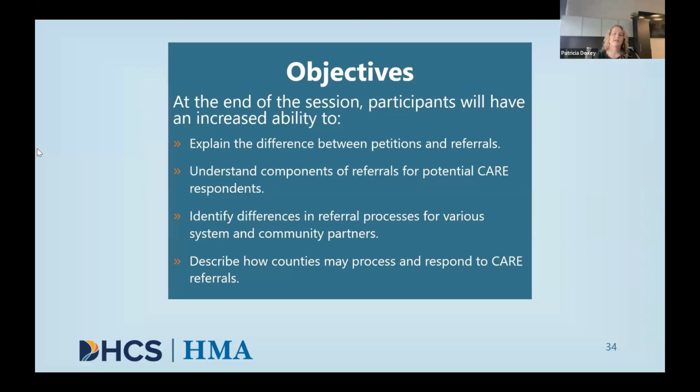Patricia: Thank you, Deborah and Leila. So as a reminder, the goal is that by the end of this session, participants will have a greater ability to do a few different things: explain the difference between petitions and referrals, understand components of those referrals, identify differences in referral processes for those various system and community partners, such as those LPS designated facilities and some of those court referral pathways, and describe how counties may process and respond to CARE referrals.